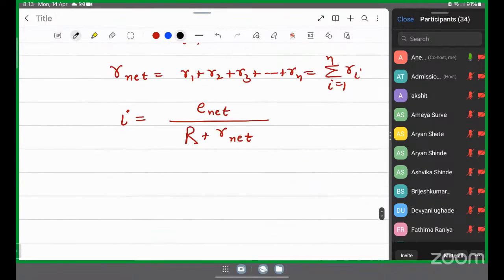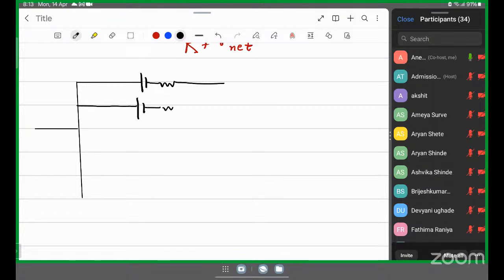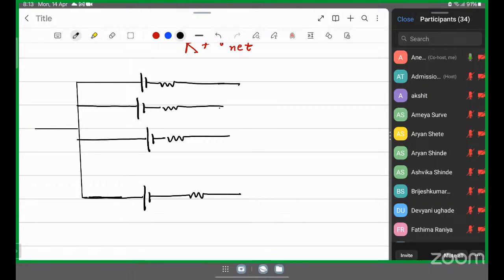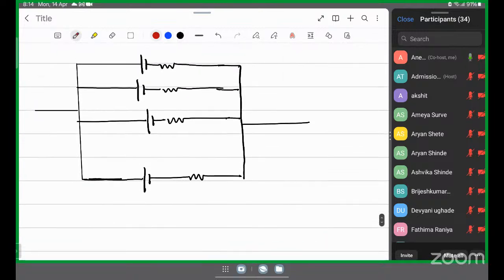If you connect cells into parallel combination, so now we have parallel combination. Let's say this is first cell with internal resistance R1, second cell with internal resistance R2, third cell with internal resistance R3, and so on, nth cell with internal resistance Rn. And finally, all these cells are again connected to a single point. So this type of arrangement is parallel combination.